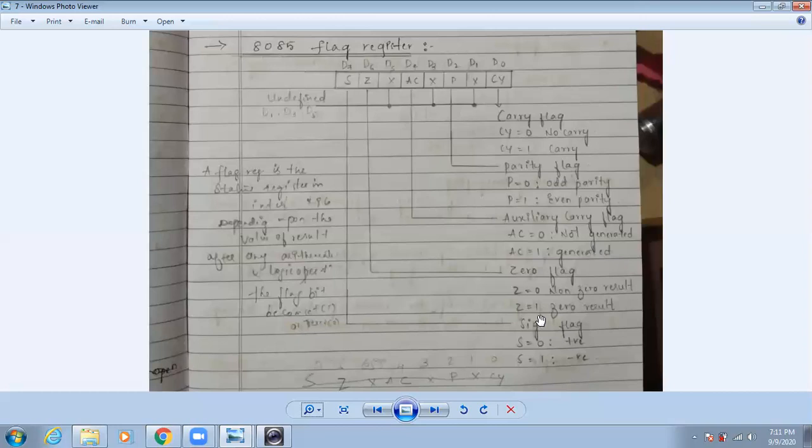Now in D6, I have 1 plus 0. 1 plus 0 means the answer will be 1. So then what will happen? The Z value will be assigned as 0. So when I'm performing any calculation, if the D6 bit value is 0, then I'll be getting the Z value as 1. If it is 1, meaning a non-zero result, then the Z value will be assigned as 0.